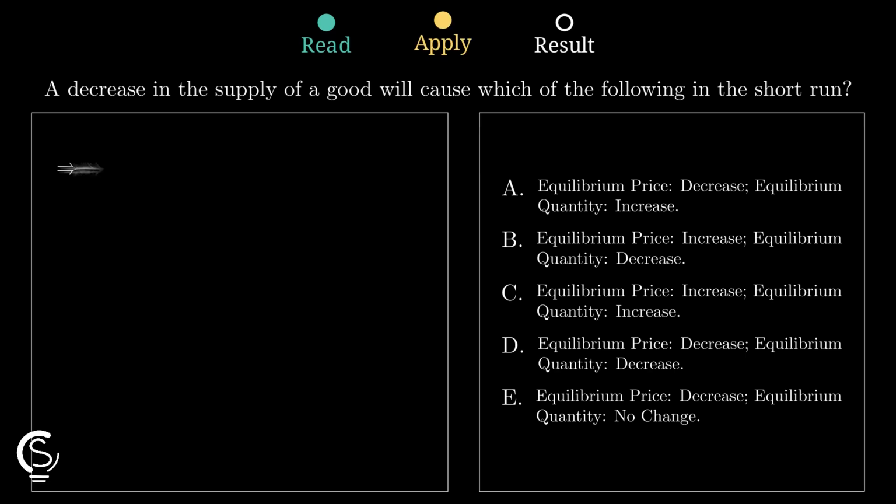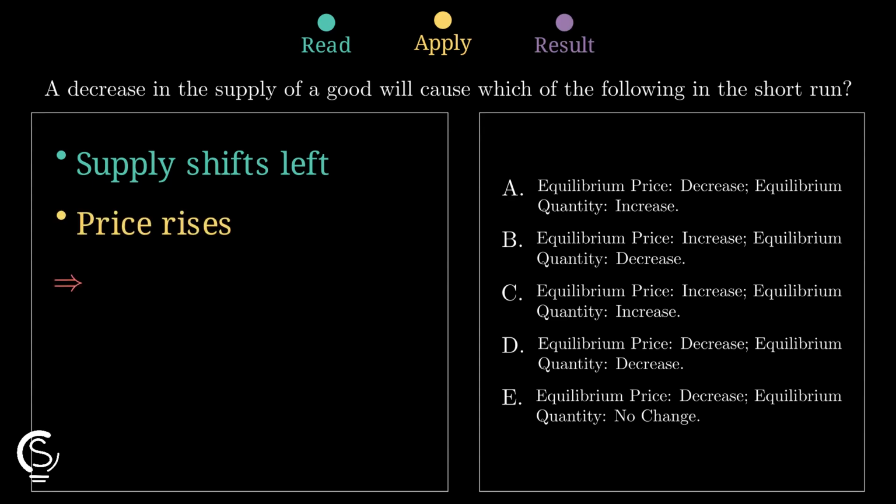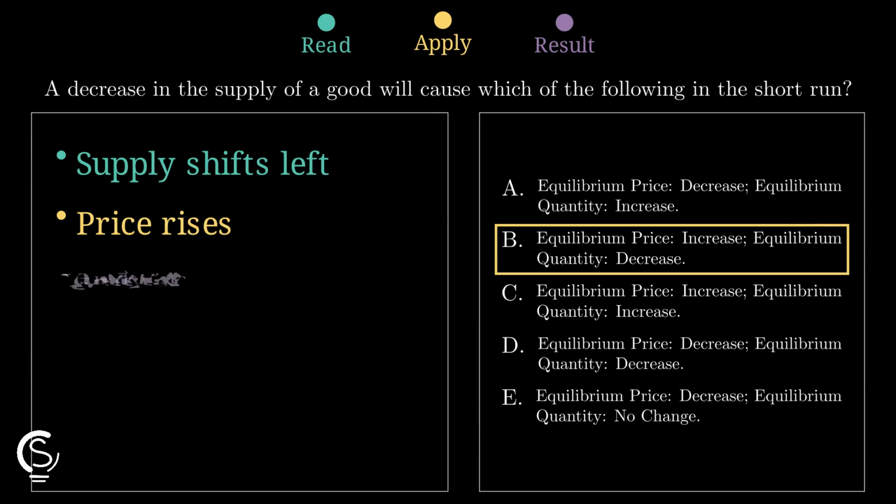Now find the new intersection with demand unchanged. A leftward supply shift creates more scarcity, so buyers compete harder and the equilibrium price moves upward. At that higher price, the new equilibrium also happens at a smaller amount traded, so equilibrium quantity drops. That locks in option B.